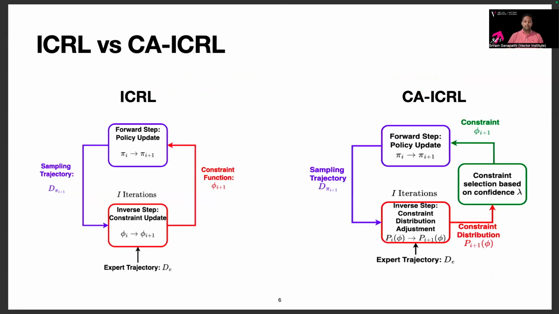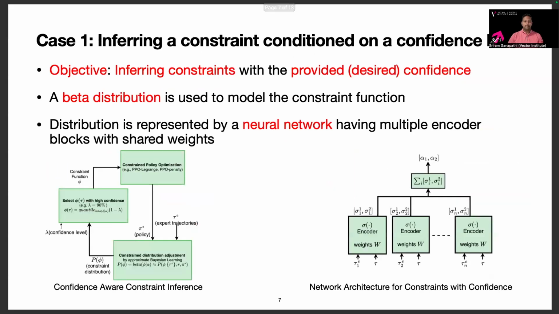This slide captures the differences in approaches of ICRL and CAICRL. The ICRL shown on the left-hand side has two alternating steps where the policy is updated in the forward step and the constraint is estimated in the inverse step. In ICRL, the constraints are typically point estimates. Alternatively, the CAICRL algorithm maintains a constraint distribution which is adjusted in the inverse step. After the inverse step, the constraints are estimated based on the constraint distribution and the required confidence measure denoted by lambda.